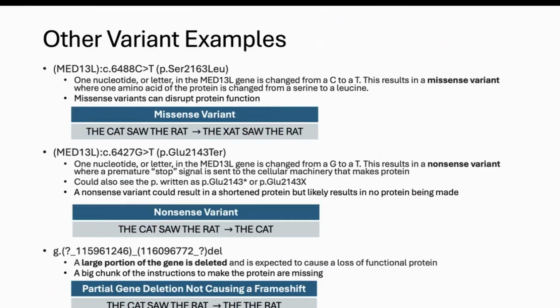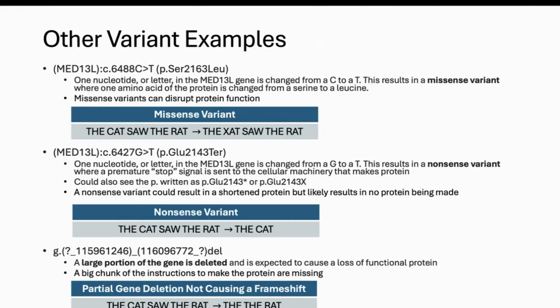Next is a nonsense variant, where one nucleotide or letter in the MED13L gene is changed from a G to a T, causing a premature stop signal to be sent to the cellular machinery that makes protein. You could also see the P dot written as P.GLU2143 star or P.GLU2143X. So you can see a star, an X, or a TER at the end of the P dot, and those all are indicating a nonsense variant. To reiterate, a nonsense variant could result in a shortened protein, but likely results in no protein being made.